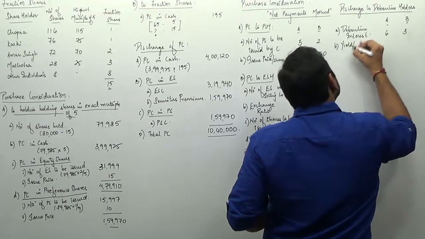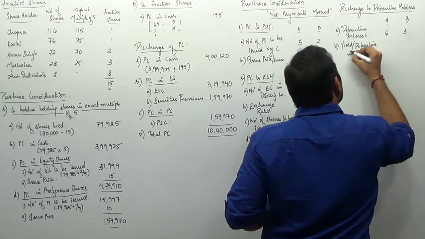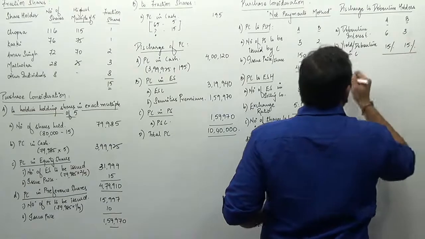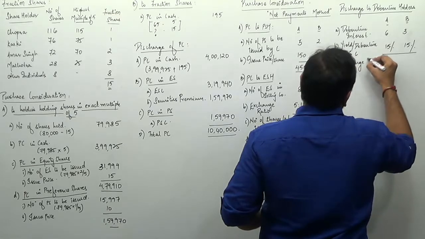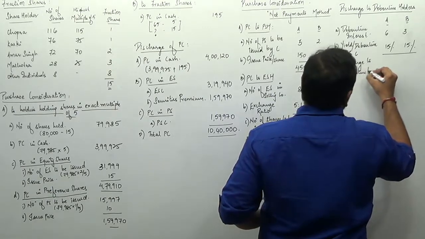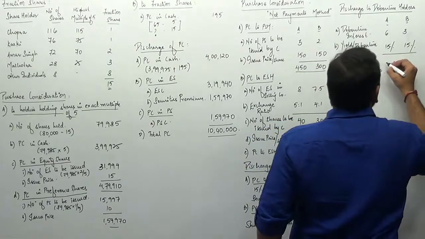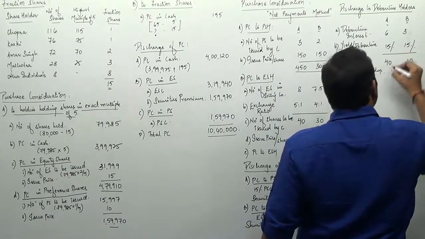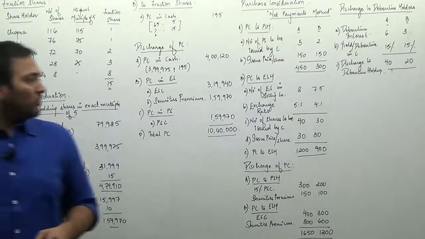What is the yield per debenture in C? 15%. Discharge to debenture holders is 6 by 15% is 40, and 20. No fractions, nothing.